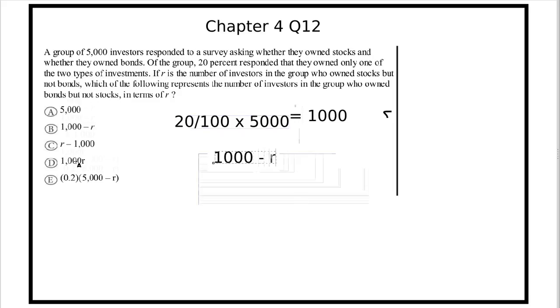So if you do this, you will get your answer to be equal to B, because that's the correct answer. So your answer here will be B. Okay, and that's it for this question.